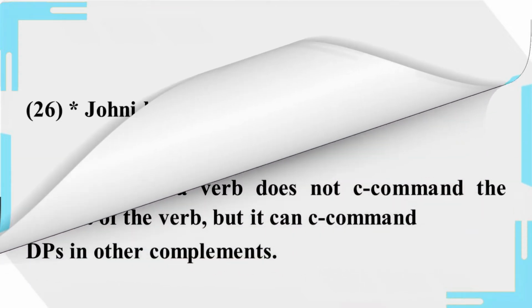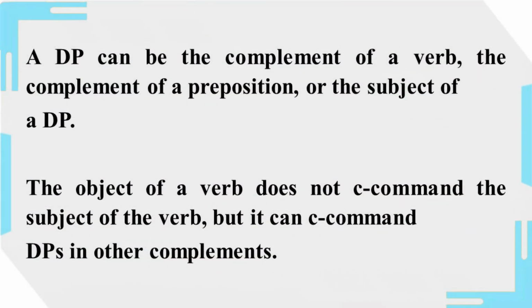The antecedents we have considered so far have all been subjects of TP. Since DPs can occur in other positions too, it's important to consider whether our requirements properly handle everything. A DP can be the complement of a verb, the complement of a preposition, or the subject of a DP. Now, can any of these positions C-command reflexives? The object of a verb does not C-command the subject of the verb, but it can C-command TPs in other complements.